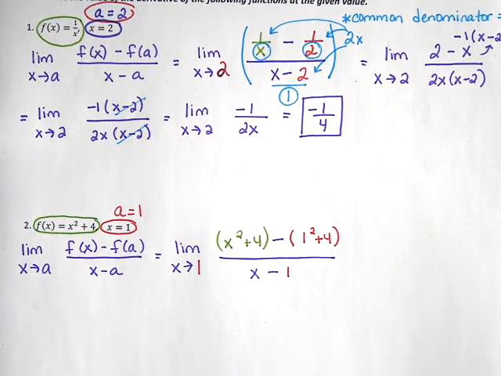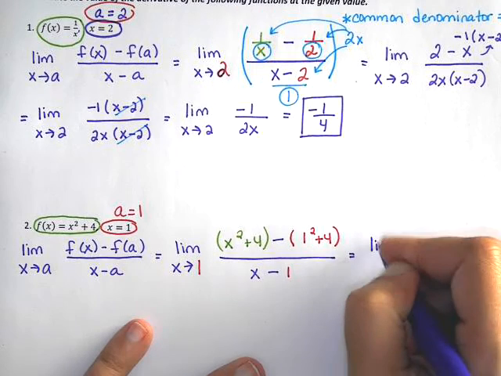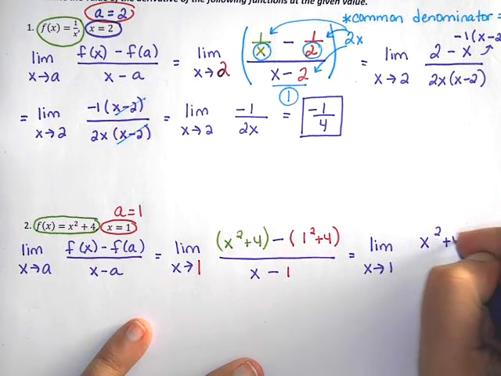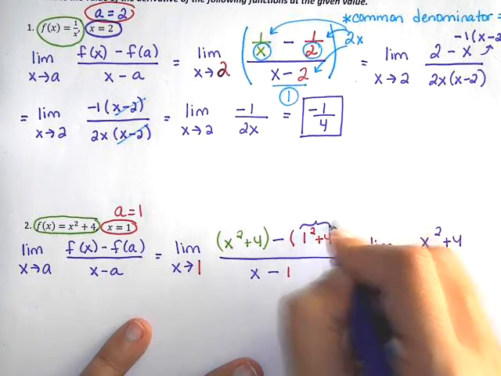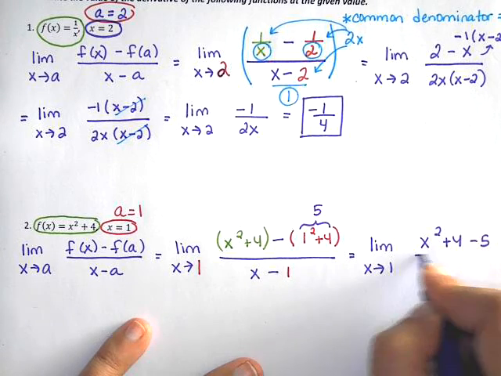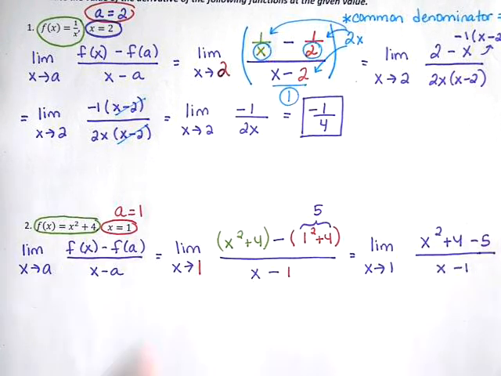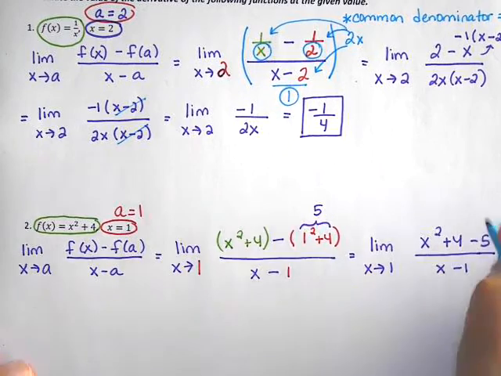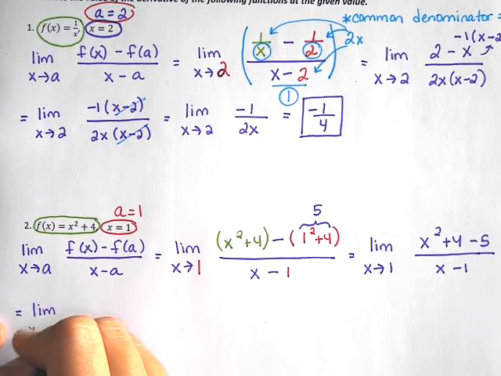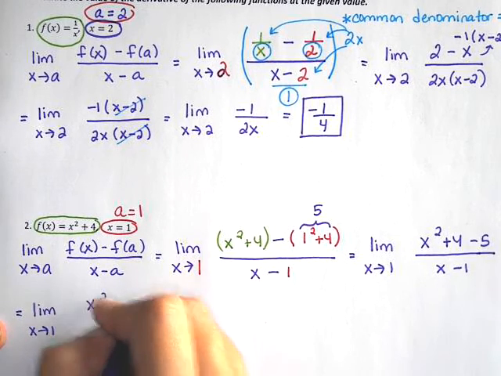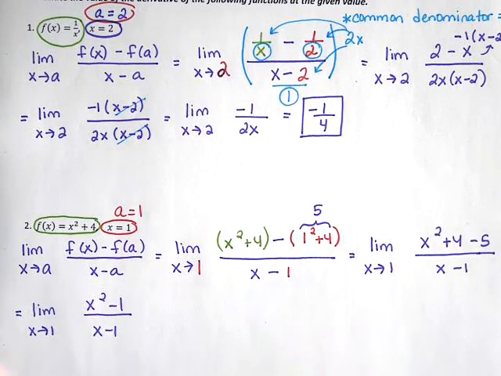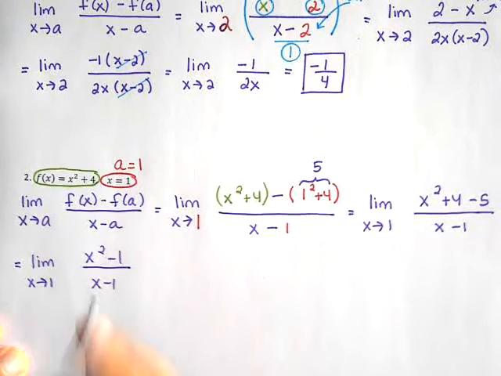Now we're going to simplify. So if I simplify this, I get the limit as x approaches 1 of x squared plus 4 minus 1 squared plus 4. 1 squared is 1 plus 4 is 5, so it's just minus 5, all over x minus 1. Now in this problem, instead of a common denominator, I'm going to simplify this a little bit more, and I'm going to have the limit as x approaches 1 of x squared minus 1 over x minus 1. Instead of a common denominator, I'm going to do factoring as my algebra technique.